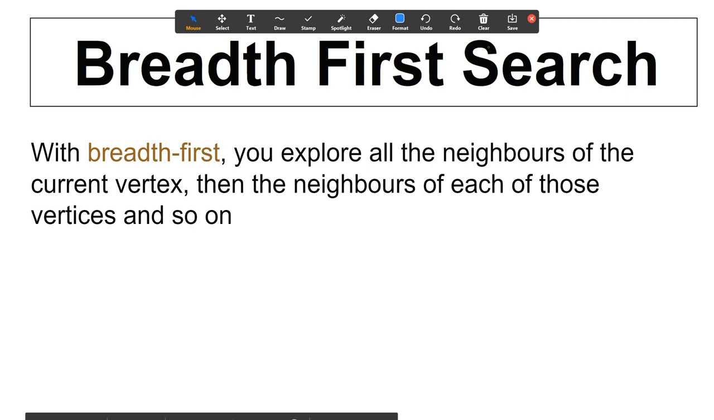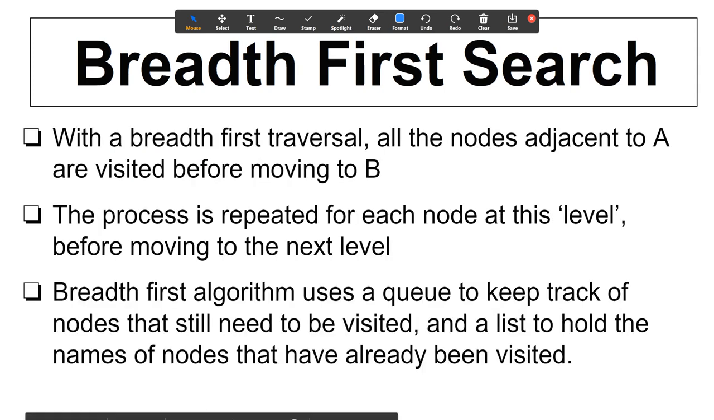So as we've said, the breadth first search algorithm works by exploring all the neighbors of the current vertex, then the neighbors of each of those vertices, and so on and so forth. With the breadth first search algorithm, all the nodes adjacent to A are visited before moving on to B, and then the process is repeated for each node at this level before moving to the next level.